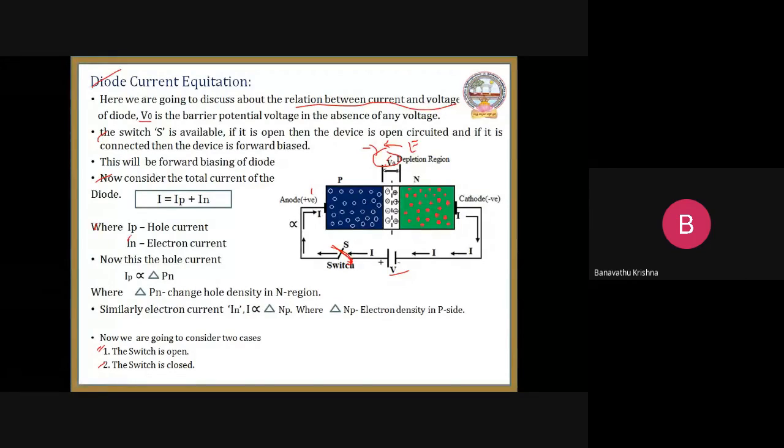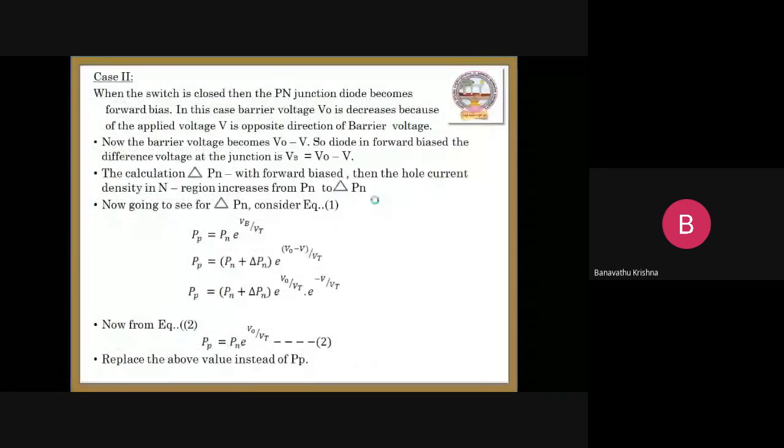This is another concept. Behind that, the majority charge carriers are moving towards the junction, and as the majority charge carriers move towards the junction, automatically the depletion region also decreases. That is the meaning of this point. First point. Now, second point.